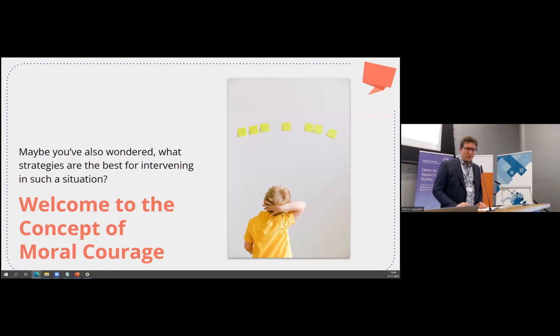And maybe you've also wondered, what are the strategies that I can apply to intervene in such a situation? What can I do to solve a situation, to help the person that is affected in such a situation? And if you have asked yourself this question, or even if not, then welcome to the concept of moral courage. In German, we call it Zivilcourage. In English, it's moral courage.